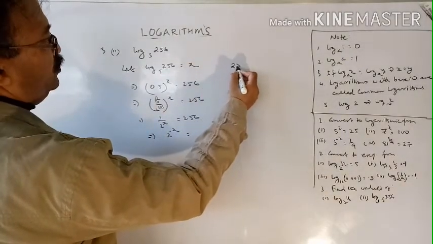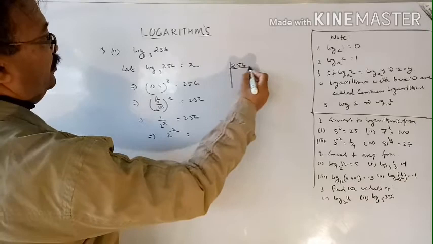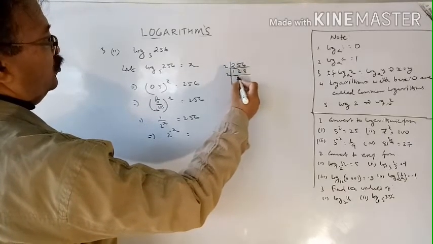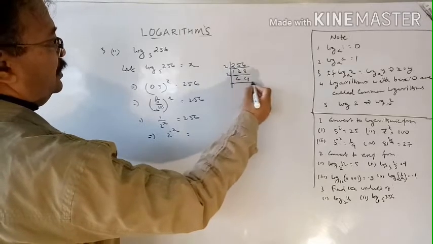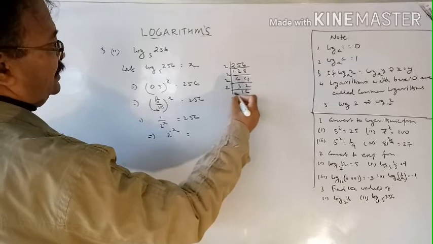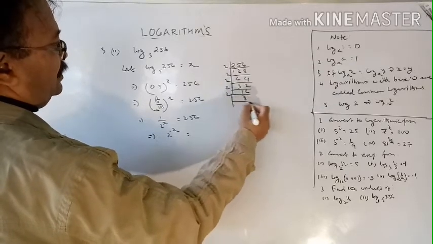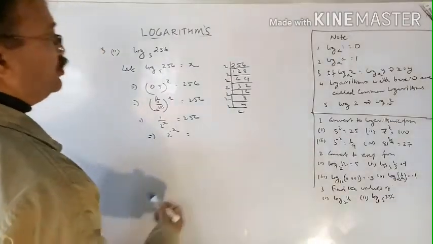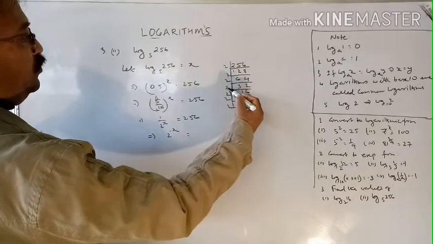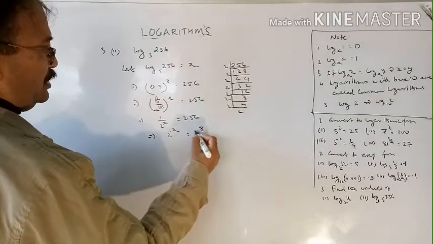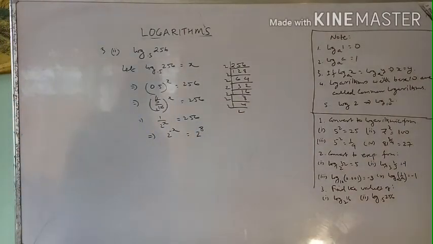See, 256. If you factorize, 2 will go 2 1s are 2, 2 2s are 4, 2 8s are 16, 2 will go 2 6s are 12, 2 will go 2 3s are 6. So 2 will go 16 times, 2 will go 8 times, 2 will go 4 times, and 2 will go 2 times. So how many 2s you are getting? 1 2 3 4 5 6 7 8. So that is 2 to the power 8. So when you multiply 2 eight times, you get 256.